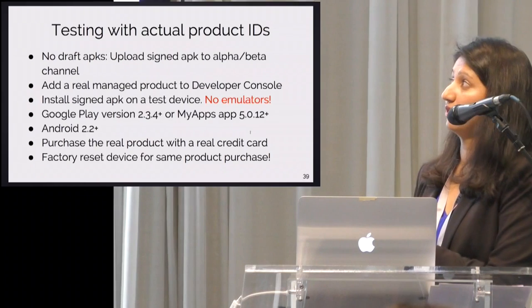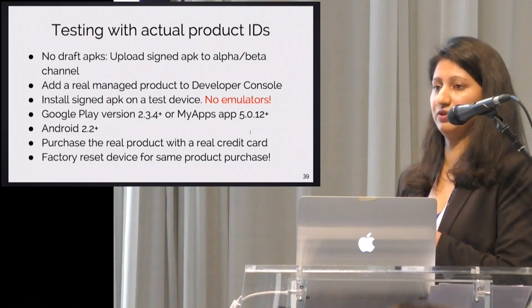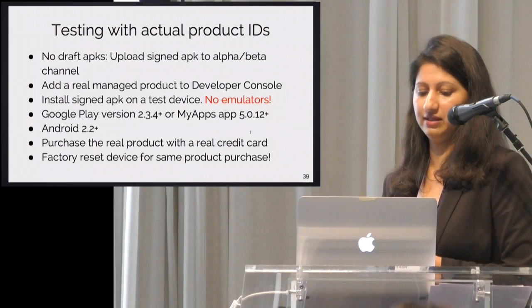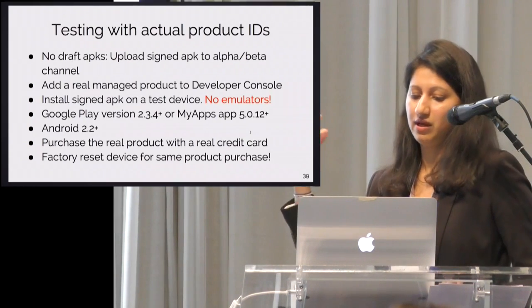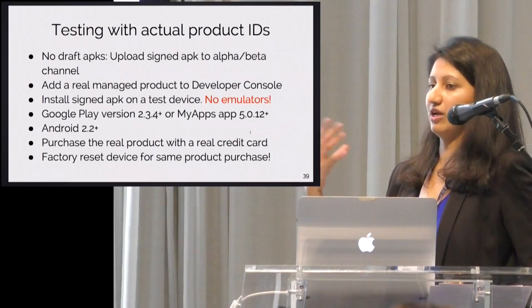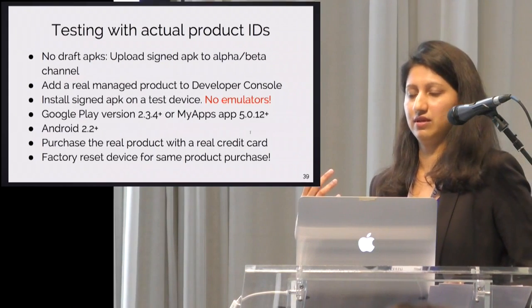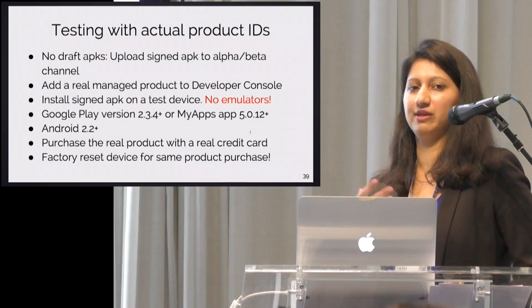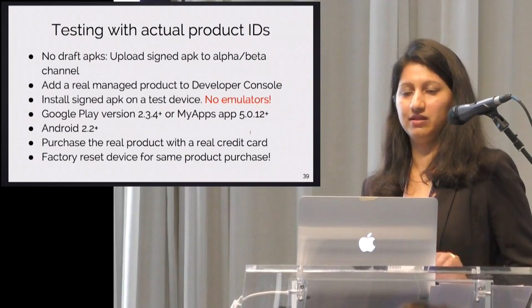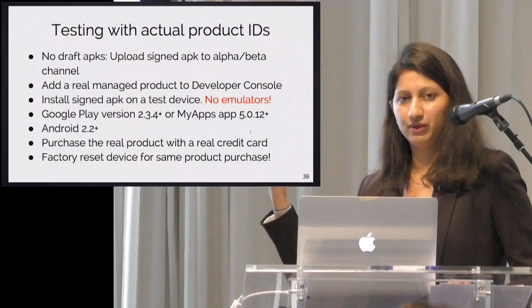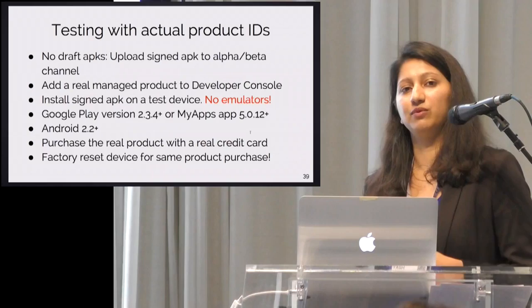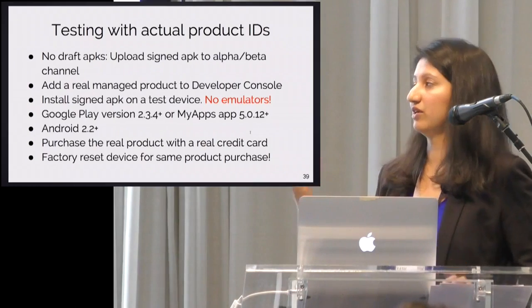The testing with actual product IDs is similar, except you have to go into Google Play console and add a real product ID. So upload a signed APK to alpha or beta channel. You can't use draft APKs anymore, which was something that Google provided earlier. Draft APKs are when you could use the same version name and sign the APK. So if you uploaded version 1.1 in draft, you could make some changes and upload version 1.1 again. But you can't do that anymore.